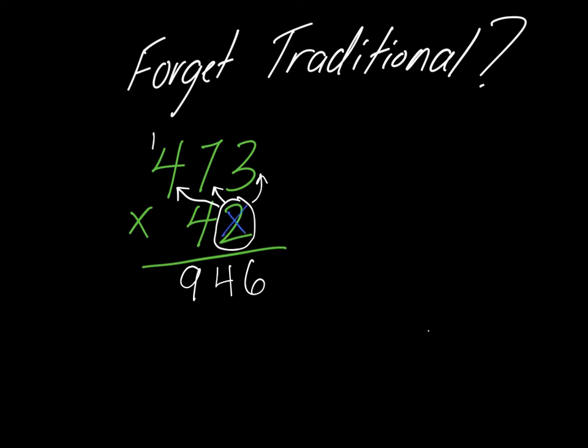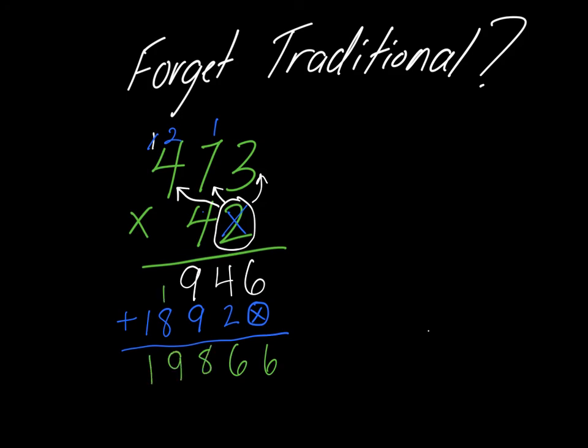Next, now we get to ignore the 2. Whenever you move down to that second line, you can put a 0 or an X, or both. And then we do 4 times 3, which is 12, carry the 1. 4 times 7 is 28, plus 1 more is 29. And 4 times 4 is 16, plus 2, which is 18. If we did this correctly, we should be able to add quite easily and get our answer of 19,866.